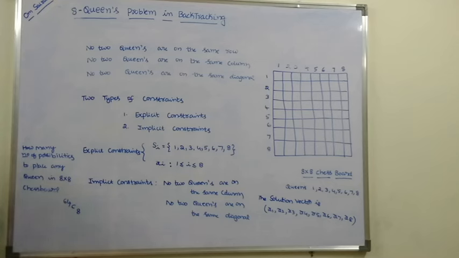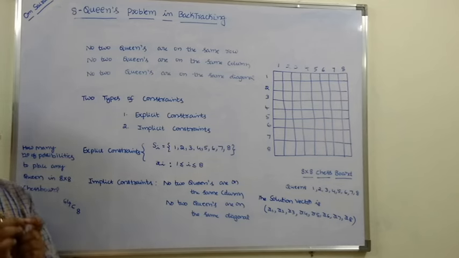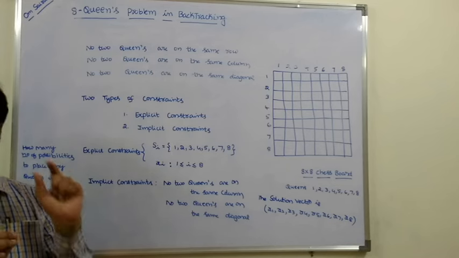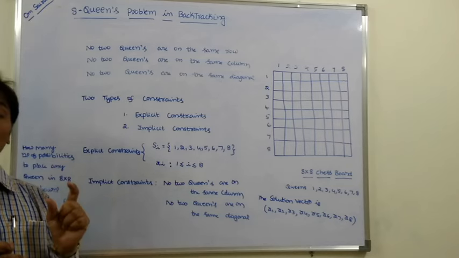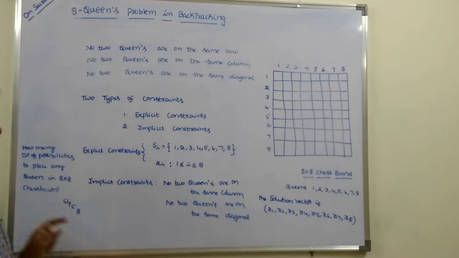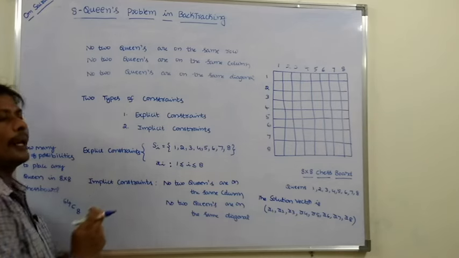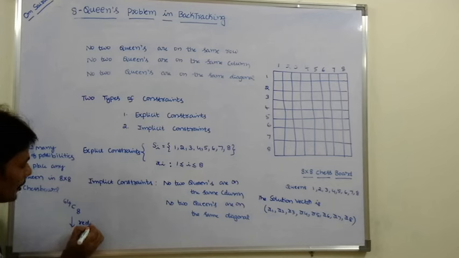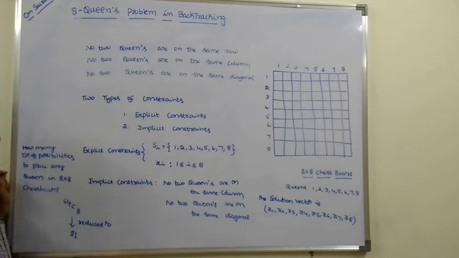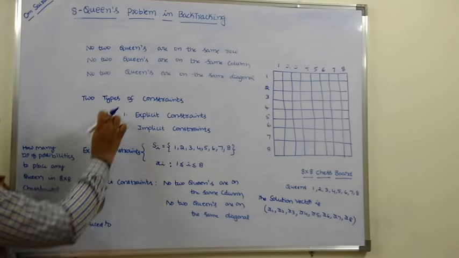Without any constraint, any queen can be placed on the 8 by 8 chessboard. How many possibilities are there? 64 possibilities. We have to place 8 queens on an 8 by 8 chessboard. The total number of possibilities for 8 queens is equal to 64C8. After applying explicit constraints and implicit constraints, the number of possibilities can be reduced to 8 factorial possible ways. The total number of possibilities for placing 8 queens on an 8 by 8 chessboard is 64C8 before applying any of these constraints.